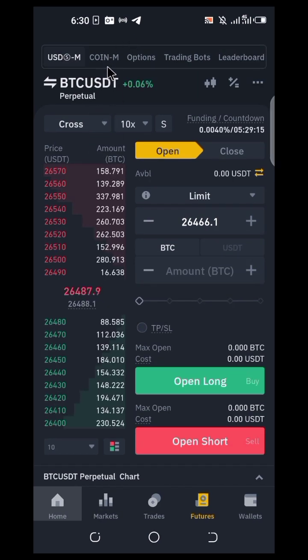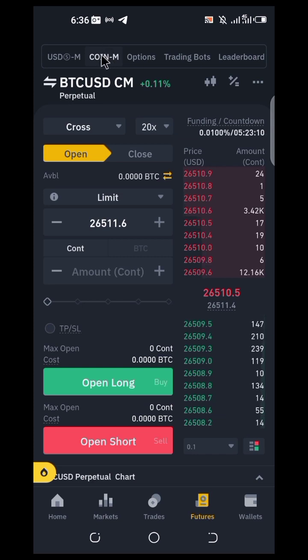The next one is the coin M, or the coin margin. If you want to trade using the coin M, then you need to have BTC, Ethereum, BNB, or any of the coins on Binance that you want to trade. You need to have that particular coin. What it means is that if you want to trade BTC, then you need to have BTC in your wallet. If you want to trade BNB, you need to have BNB in your wallet. If you want to trade any of the coins, you need to have that particular coin in your wallet.